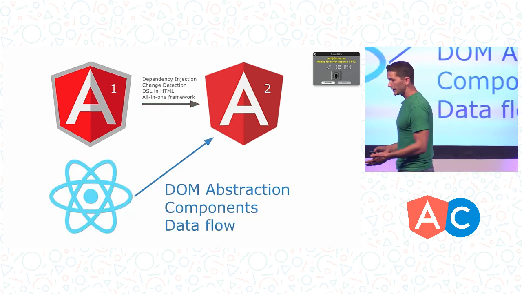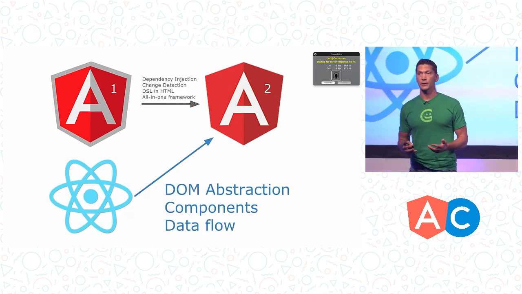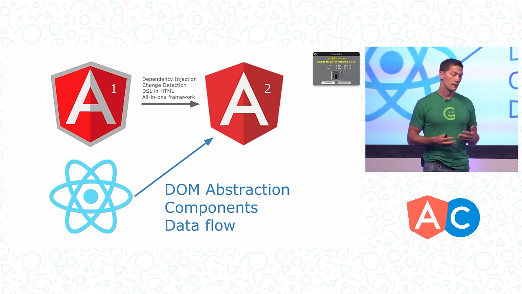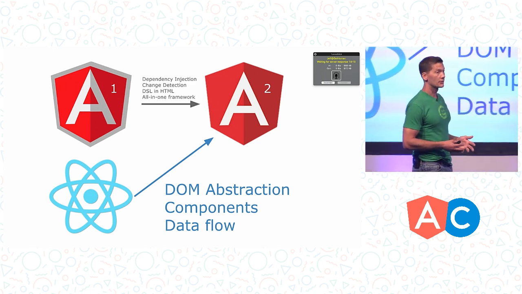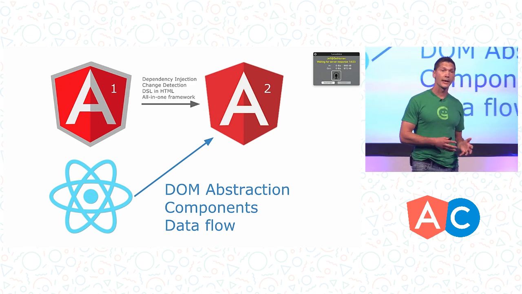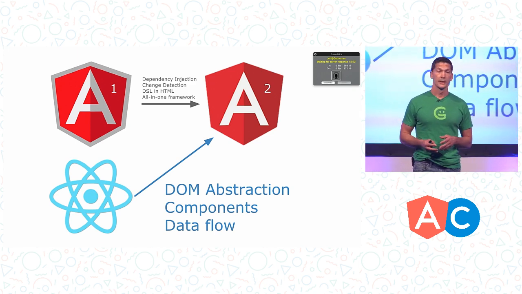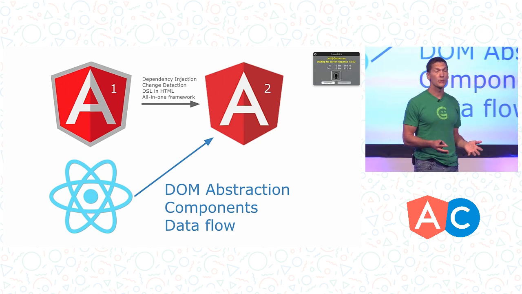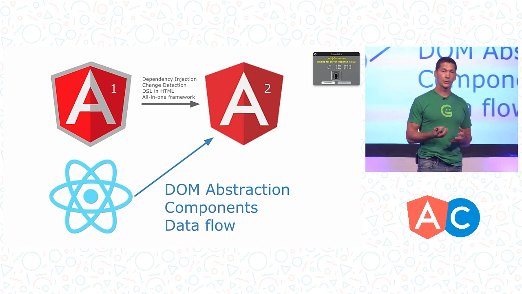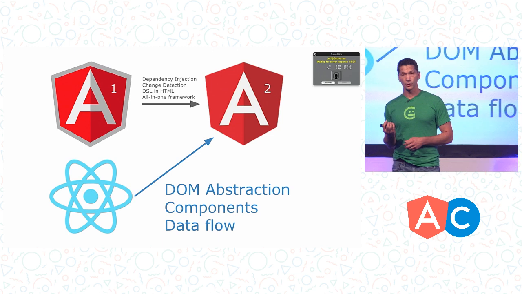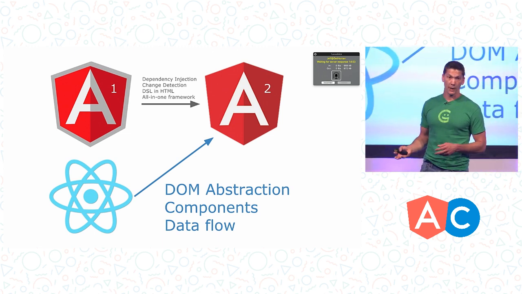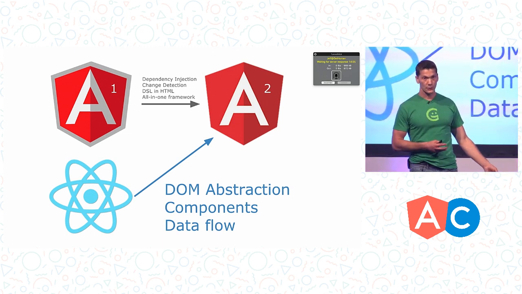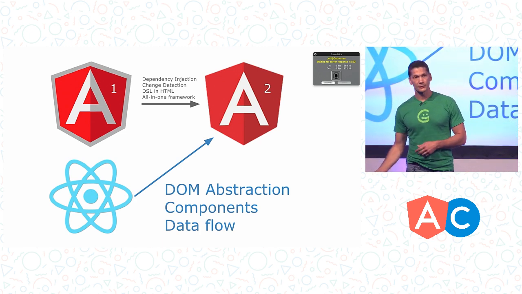So with Angular 2, a lot was brought in from the React world. Most notably, the DOM abstraction, which is a huge part of the reason why Angular Universal is able to exist. Angular 1 was tightly coupled to the DOM, and you couldn't do anything like this. But they built into the core of Angular 2 the ability to render to all these different environments, which allows for Angular Universal, and allows for something like NativeScript or Ionic or anything else to easily hook in.